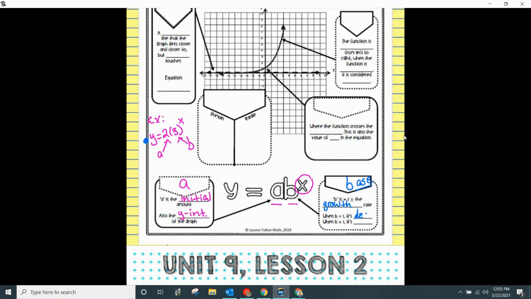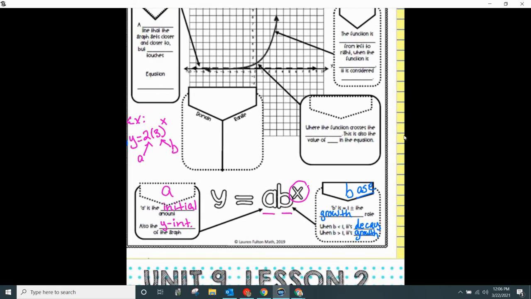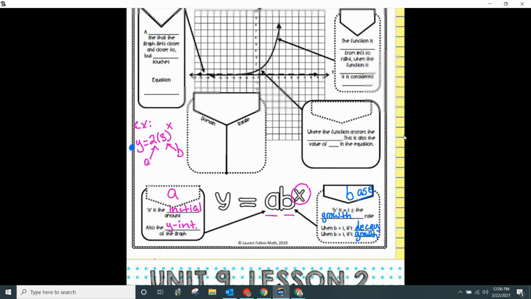We call it decay. I need to zoom in here. And when B is greater than 1, we call it growth. So basically it changes the shape of your function too. So if you look over here on the graph that you've been given, you notice the shape of this thing is like an L. Let me try to trace it so you can see it. So it's sitting right here and it zooms up.